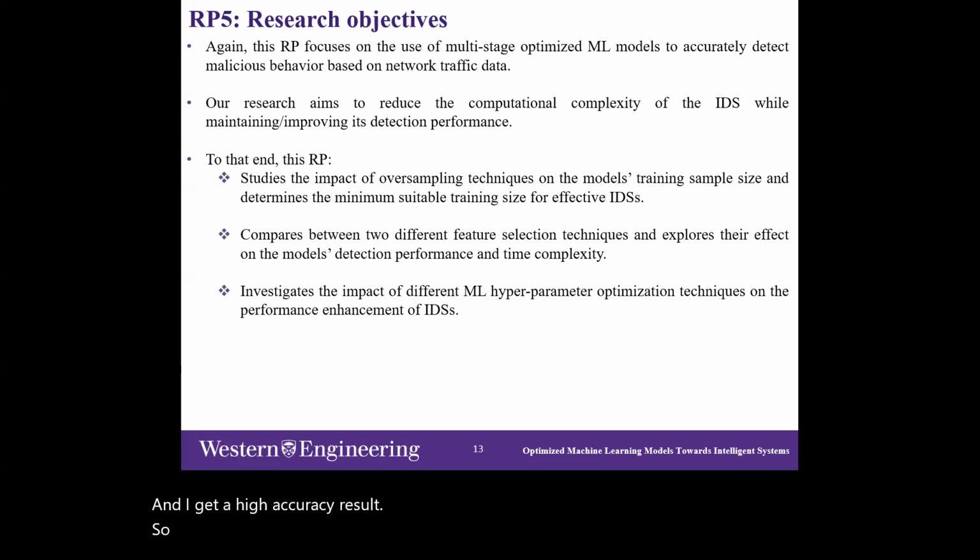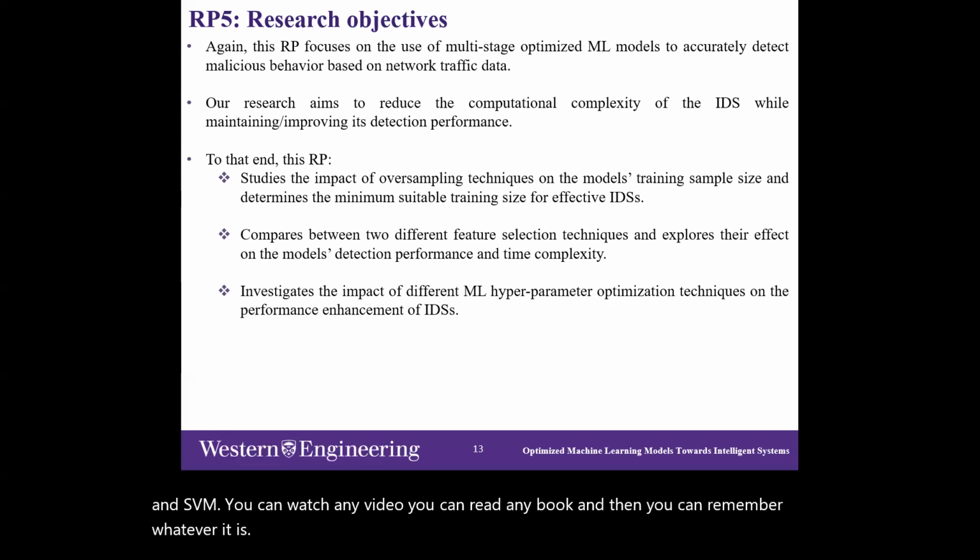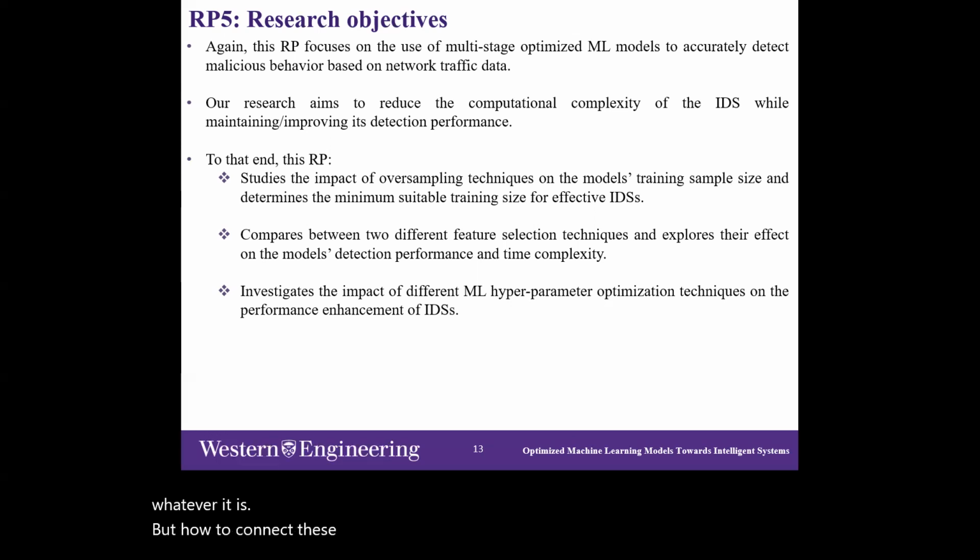So this is what I want from you guys to do: to be innovative when you're building your machine learning model. For the algorithms, KNN, SVM, you can watch any video, you can read any book, and then you can remember whatever it is. But how do you connect these different ideas in machine learning to have an effective, accurate model, not a biased model? What do I mean by this? I need my model to predict accurately, classify accurately, not guess. Did you get my point?